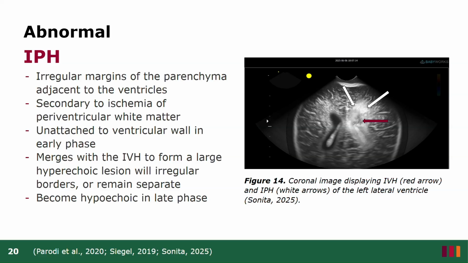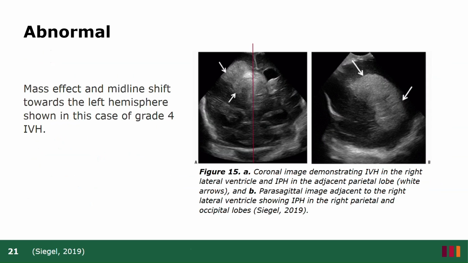It's not until a later phase, approximately 2 weeks, that the intraparenchymal hemorrhage will become hypoechoic as it begins to liquefy. This image demonstrates a later stage of grade 4 intraventricular hemorrhage, where the ventricular walls are indistinguishable from the hypoechoic intraparenchymal hemorrhage. The mass of the intraparenchymal hemorrhage is causing a midline shift towards the left hemisphere.